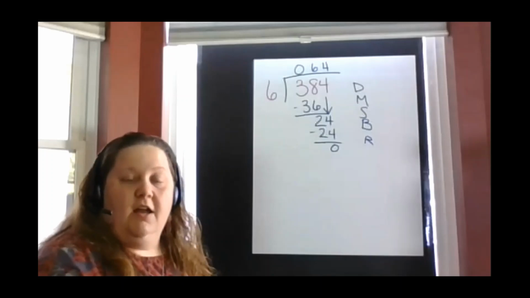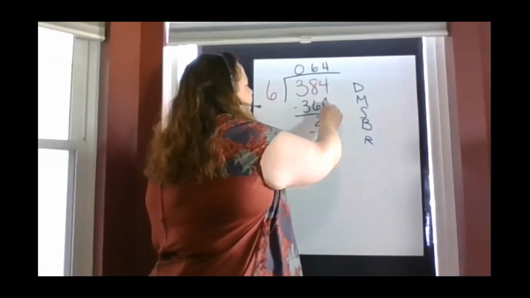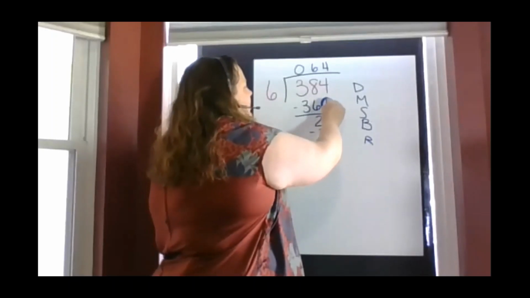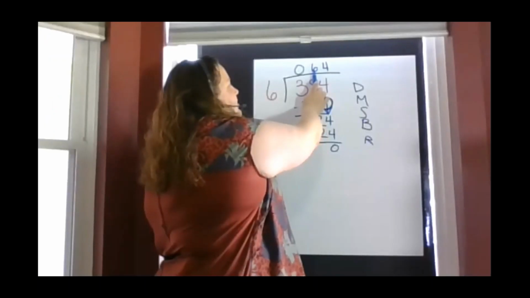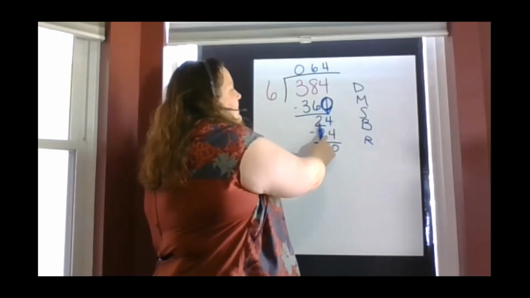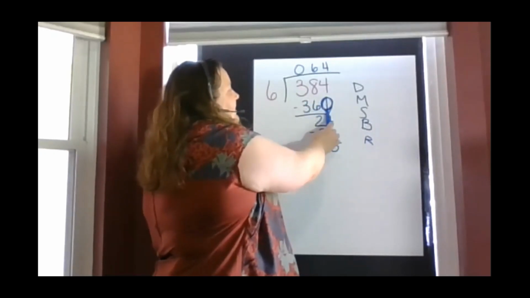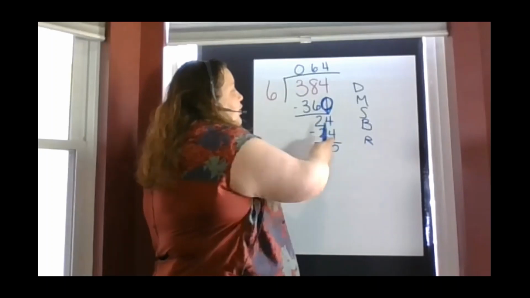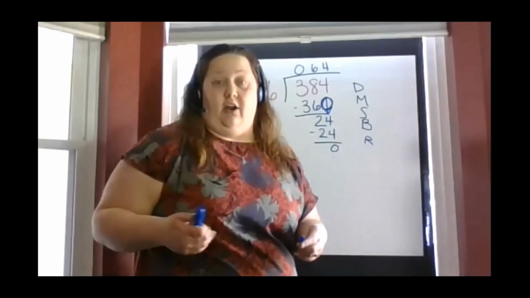Jen, can I ask a question? Sure. When you did the six times 6 and put the 36, would it be okay to have students put a 0 there? Yes. So you could have that 0 right here, because this 6 really is 60, because it's in the tens place. So 60 times 6 is that 360, yes. And then when we subtract, 384 minus 360 is the 24, and we're no longer having to bring it down because it's already there. Yes.